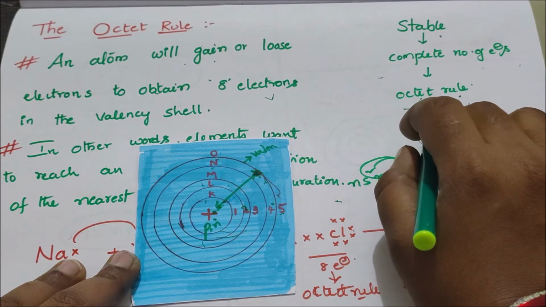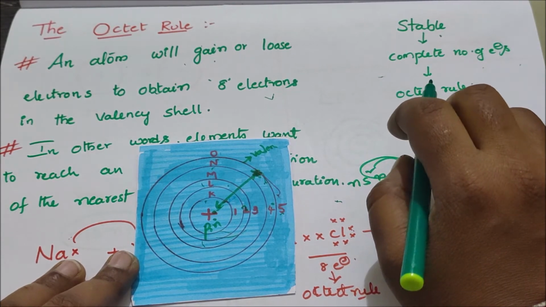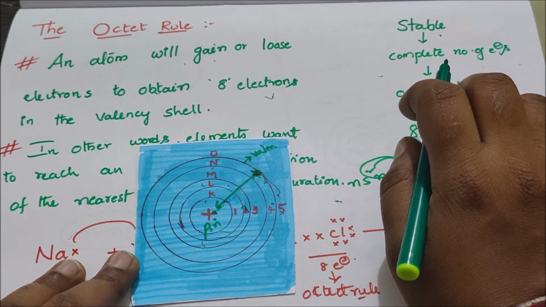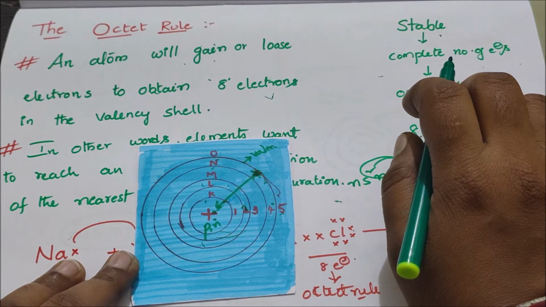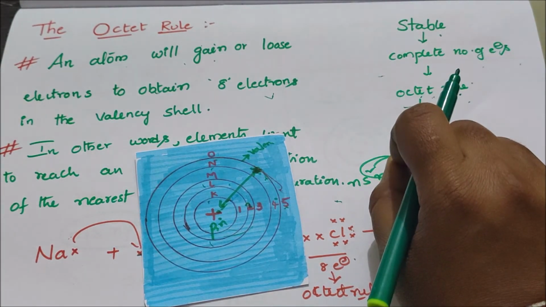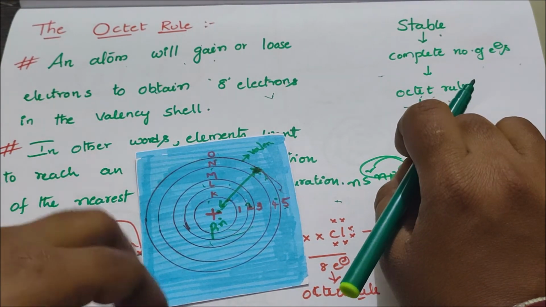What does the word octet mean? It means 8. For example, an octopus has 8 legs, and a stop sign is octagonal in shape, having 8 sides. These are the examples.